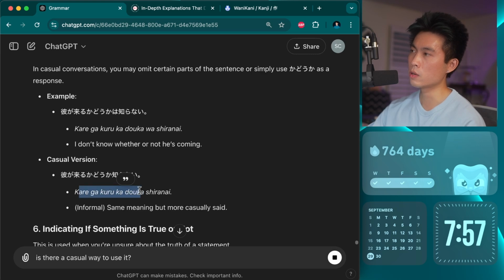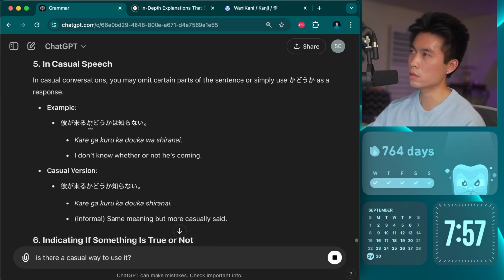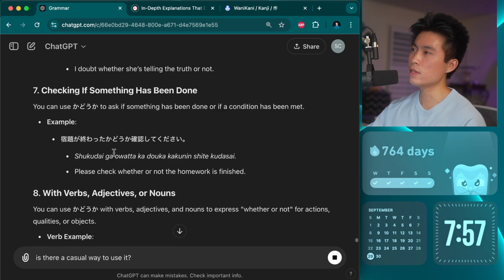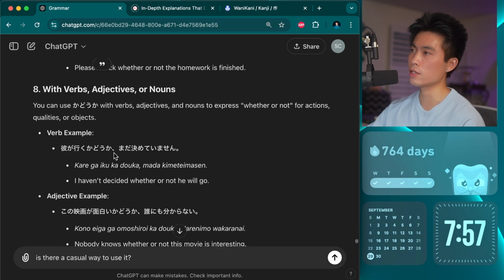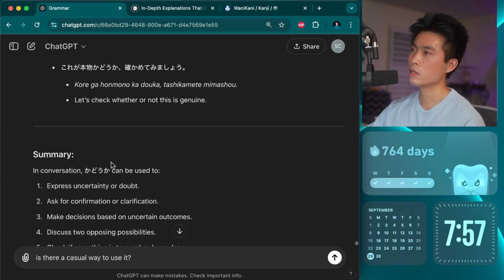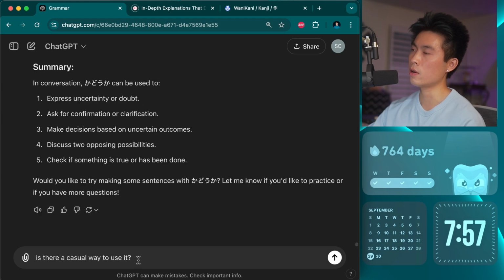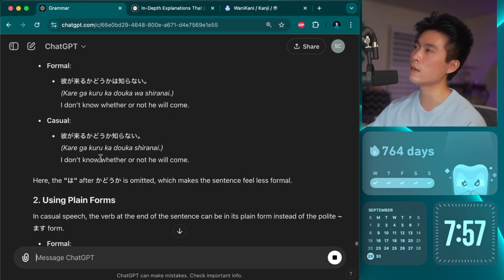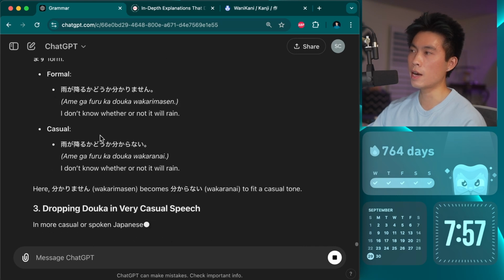Kare ga kuru kadoka shiranai. And this is the same thing. There's still douka in it. So yeah, this one doesn't tell you that the shortened version is just ka by itself. So far, I didn't see that at all. Is there a more casual way to use it? It doesn't seem to tell you that douka is omitted at any point. So that is something I don't think you can learn.